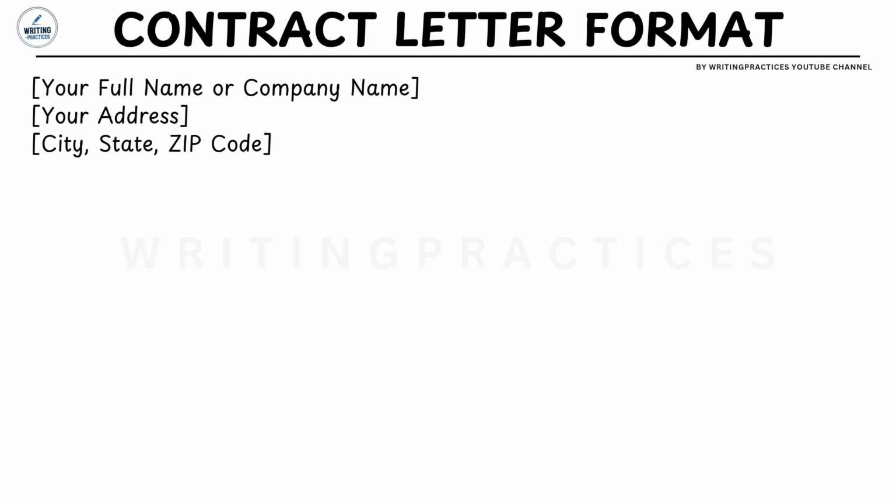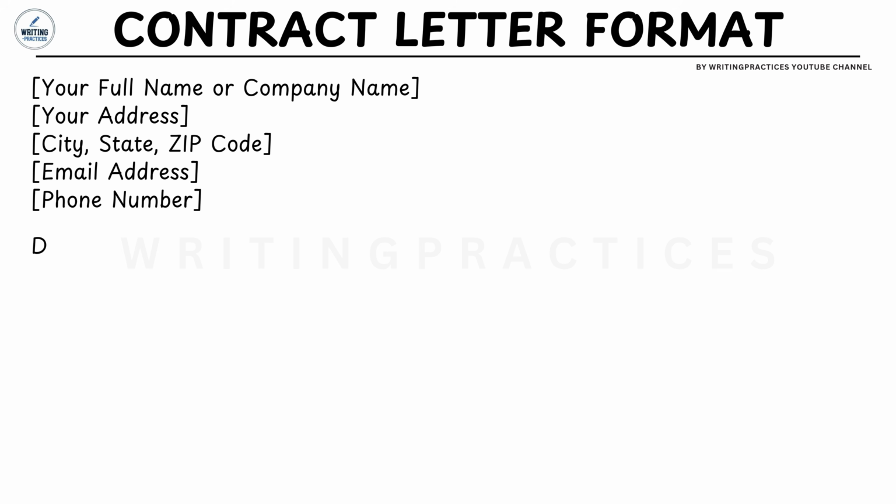Sender's information. We begin the letter with your own information at the top. Here you'll include your full name or company name, your address, city, state, zip code, email address, phone number. This part identifies who is writing the letter, you or your company. It's like the letterhead and ensures the recipient knows exactly who the contract is coming from and how to reach you. For instance, if you're writing on behalf of a business, use the company's official name and contact details. If it's a personal service agreement, you can simply include your personal information. This section builds professionalism and establishes accountability right from the start.